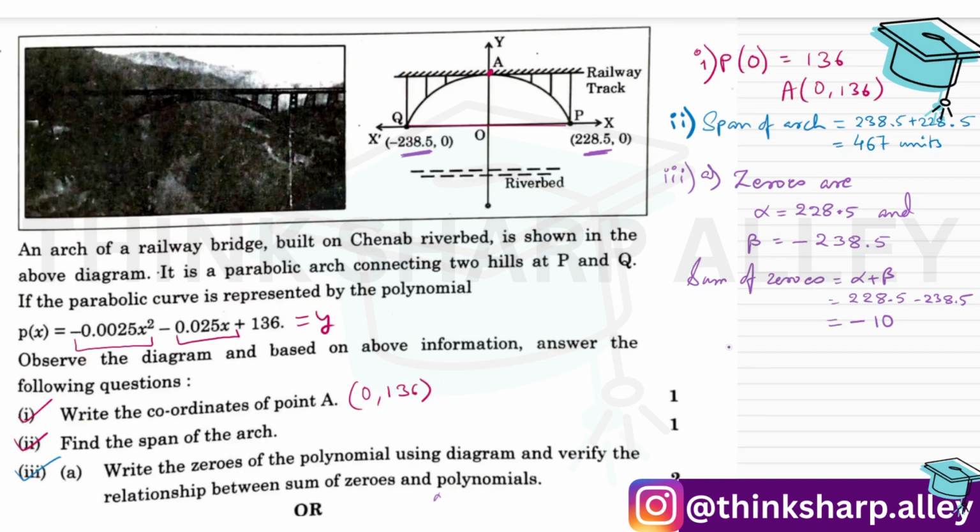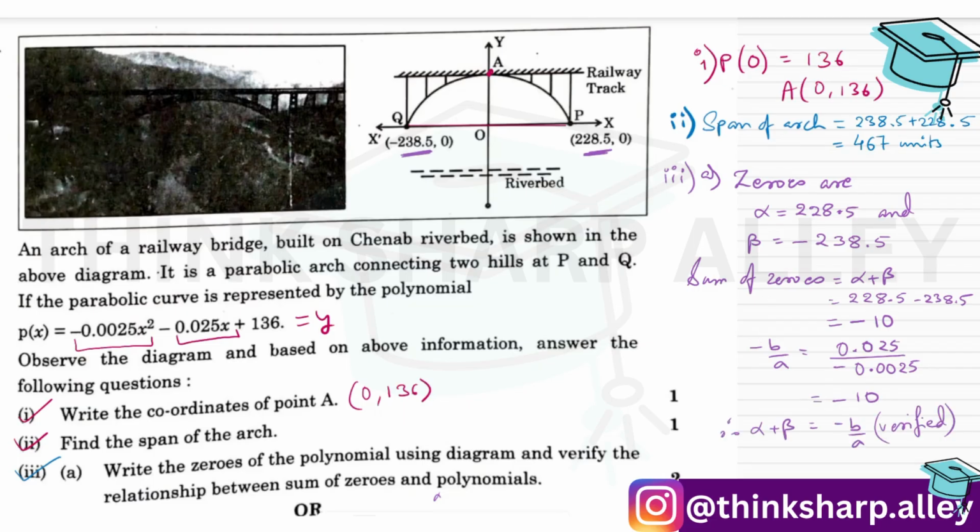And now it's time to verify the relationship between the coefficients and the sum of the zeros. Let's see what is minus b by a. That means minus coefficient of x by coefficient of x squared. So the coefficient of x over here is minus 0.025. So that makes it plus 0.025. Divided by a, which is minus 0.0025, and that is equal to minus 10. So it's already verified and we see that these two are equal.